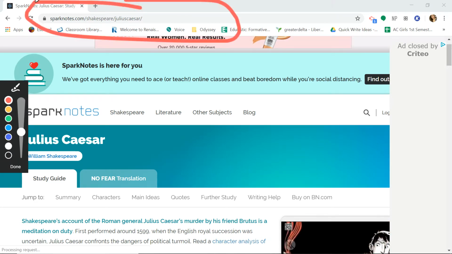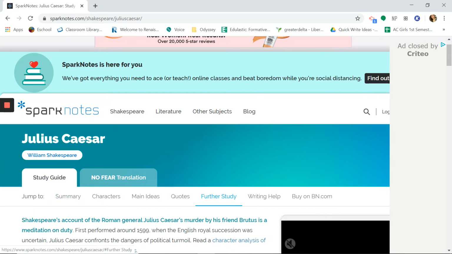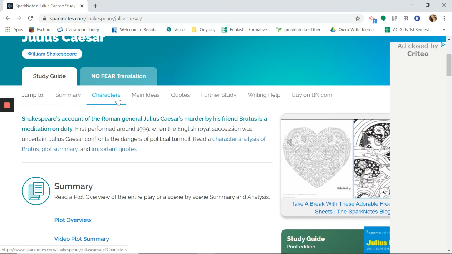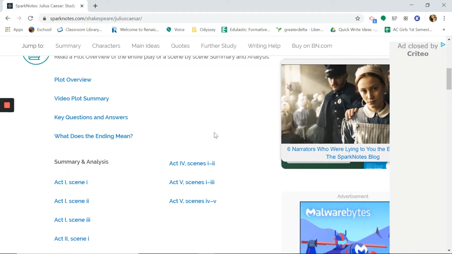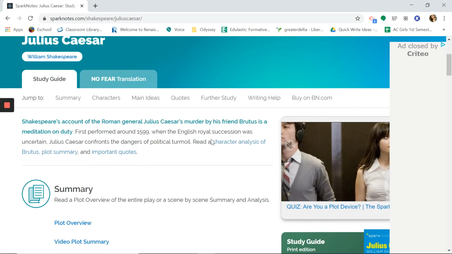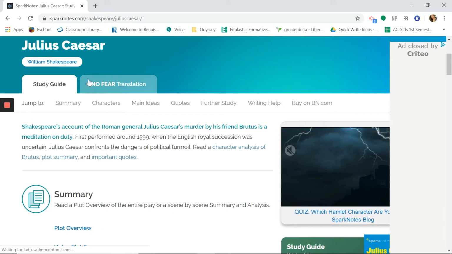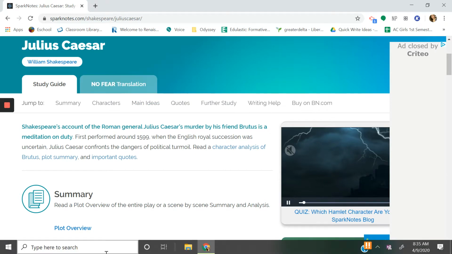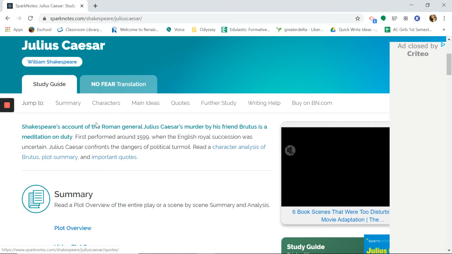Here is where you are going to get all of your information. You'll see that we have the summary, the characters, main ideas, quotes, and further study, right? All of that can be accessed from this main page. When you are doing a reading assignment, you can either go from this main page, look at the summaries first, and then No Fear, or you can go to No Fear first. If you find after these first couple that you're struggling, then do my summaries first.